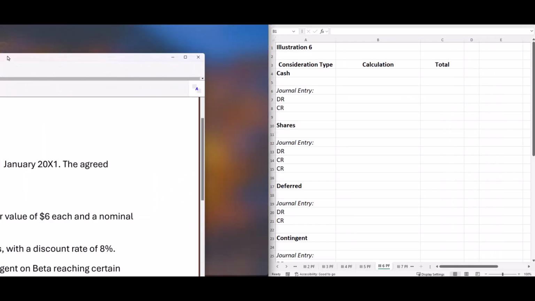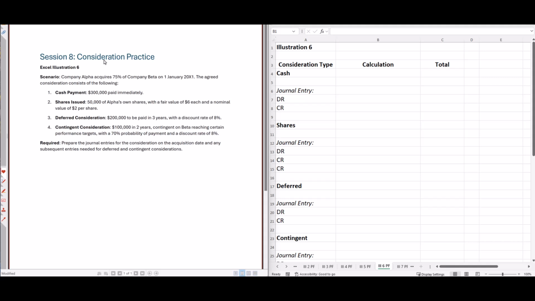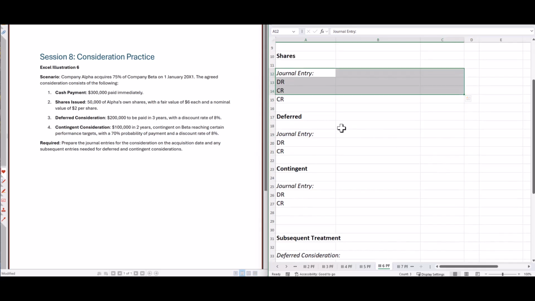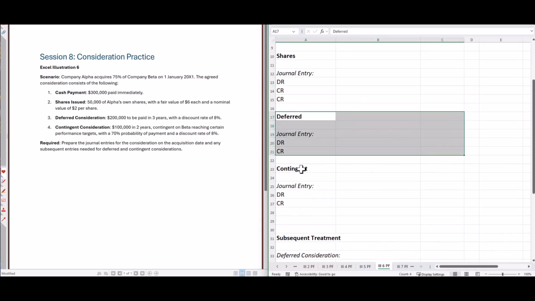There is a pro forma for you in the workbook, which of course you'll need to have downloaded, I'm assuming that you've done that. So for each one, you'll need to do the working here. So what's the working? And then the journal entry to record it. So that's the cash, then the shares, then the deferred consideration, then the contingent consideration. So work it out and then post the journals.